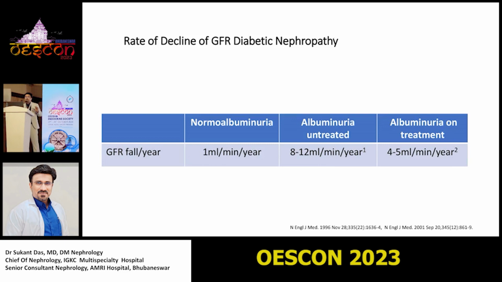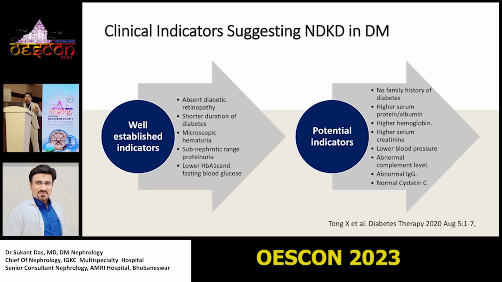So those patients who have a rapid decline in GFR, and some other indications, will trigger us towards finding a cause other than diabetes, that is, non-diabetic kidney disease in a patient with diabetes. So what are the well-established indicators? Absence of diabetic retinopathy, I'll come to it in my next few slides. Shorter duration of diabetes, microscopic hematuria, subnephrotic range proteinuria, lower HbA1c levels and lower fasting blood glucose.